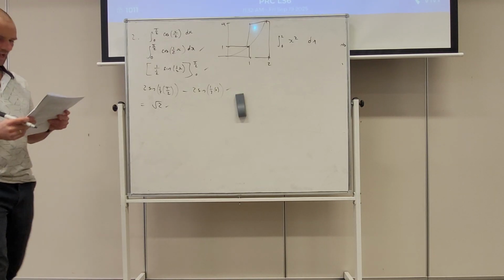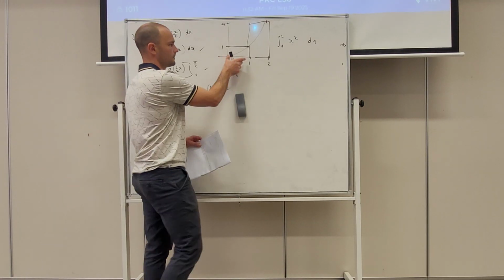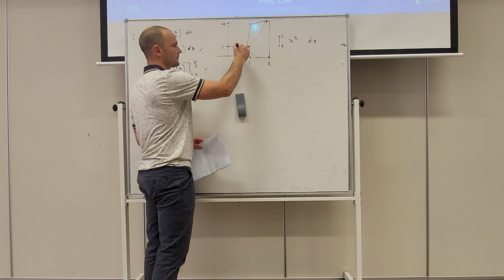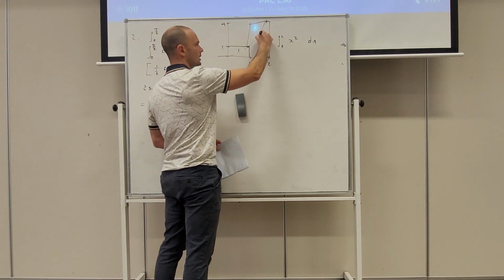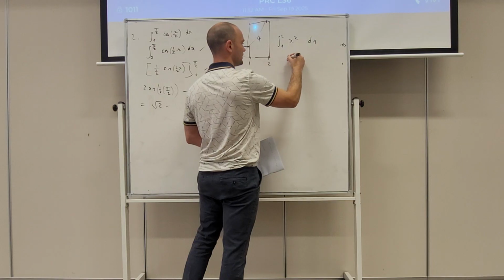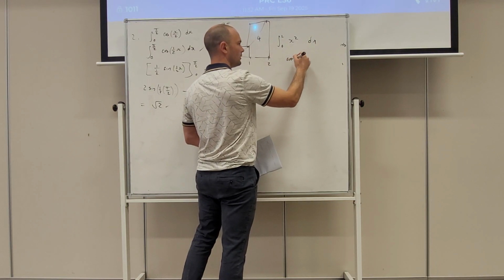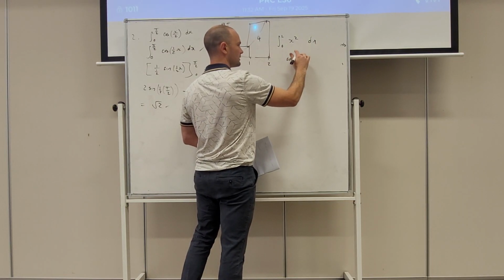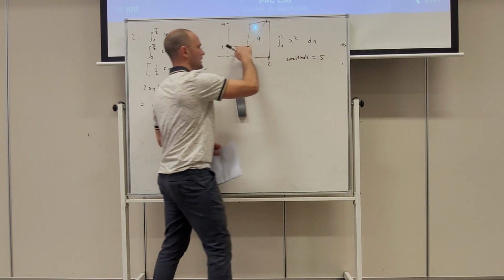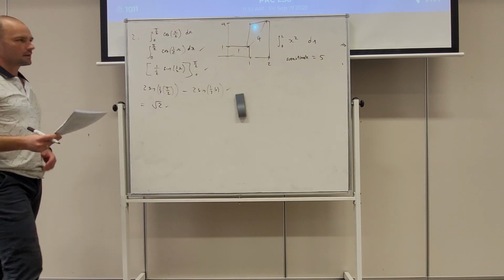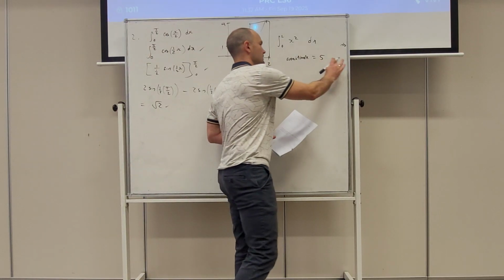And so for part A, to find the approximate area, this first rectangle has an area of 1, and this second rectangle has an area of 4, 1 times 4. And so the overestimate is going to be 1 plus 4, which is 5, units squared because it's area.